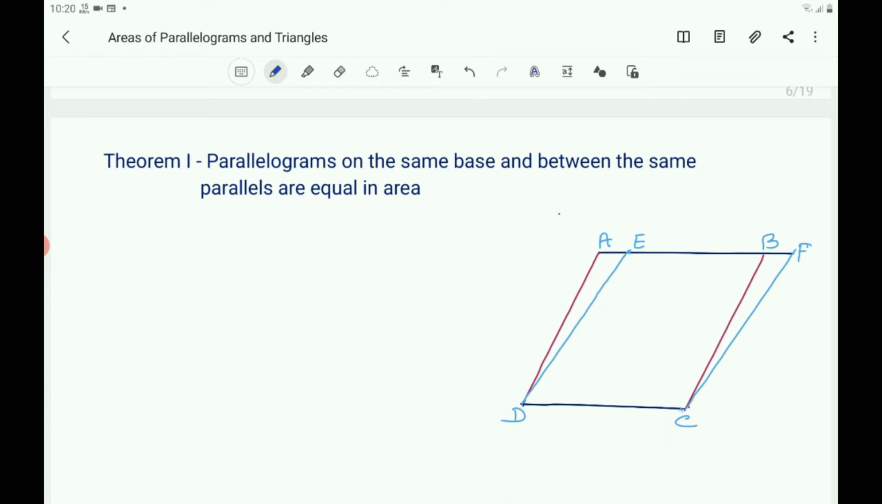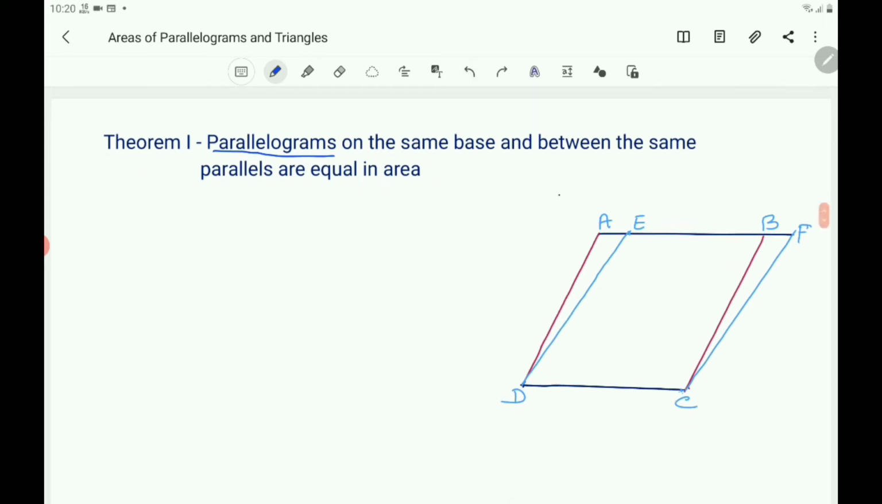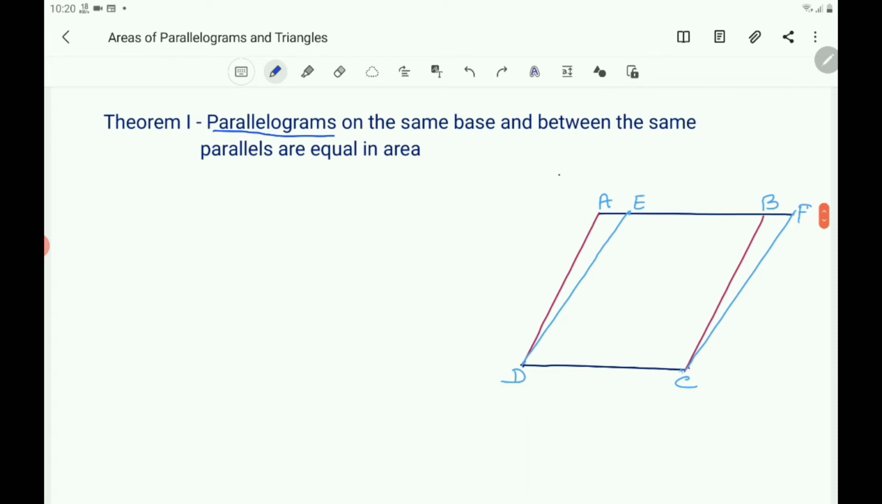Now let us prove this logically by considering this as a statement of the theorem. Statement of theorem number 1 of the chapter. So what is the statement? Parallelograms on the same base and between the same parallels are equal in area. Now here there are two parallelograms. Which are the two parallelograms? Parallelogram ABCD.